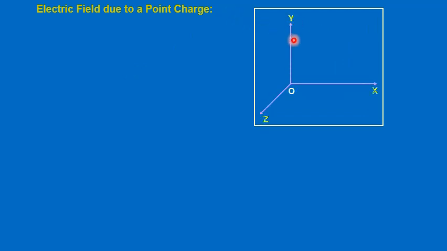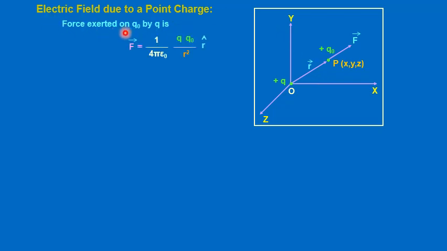Electric field due to a point charge. As we can see in this diagram, plus q is placed at the origin and a point charge is placed at P, x, y, z. So we can see that the force F vector is away from this charge q naught. R vector is the position vector. Now force exerted on q naught by q is F vector is equal to 1 upon 4 pi epsilon naught q q naught upon r square into r cap, or F vector is equal to 1 upon 4 pi epsilon naught q q naught upon r cube into r vector.